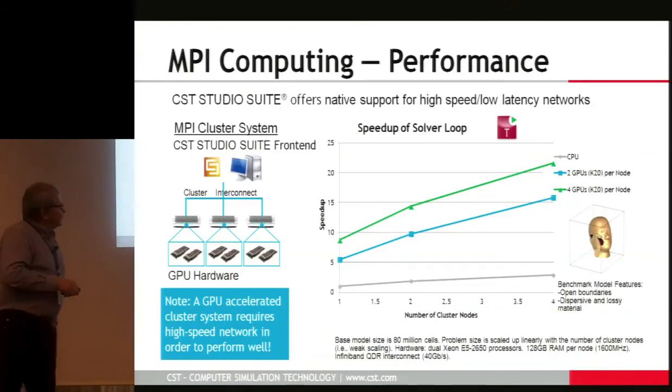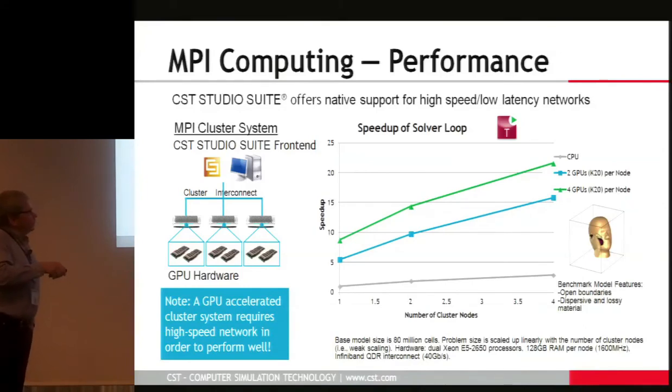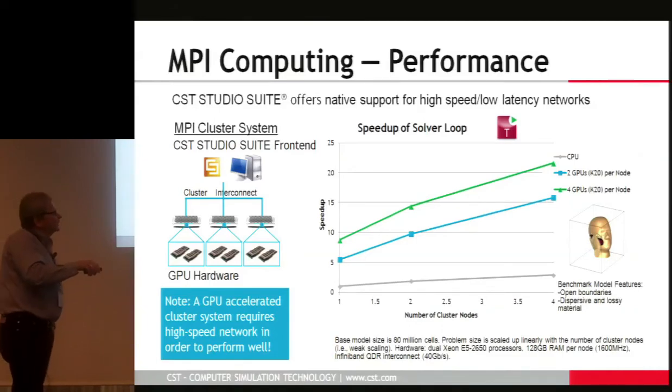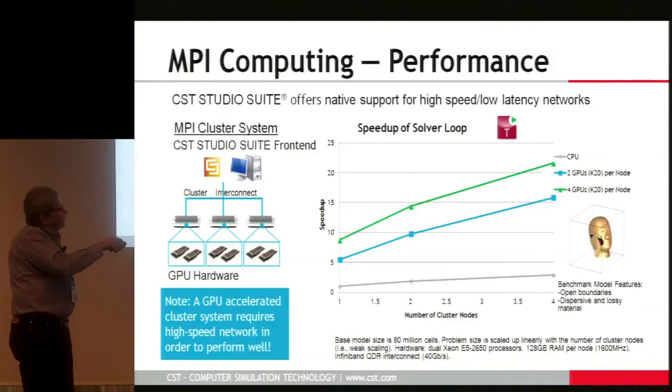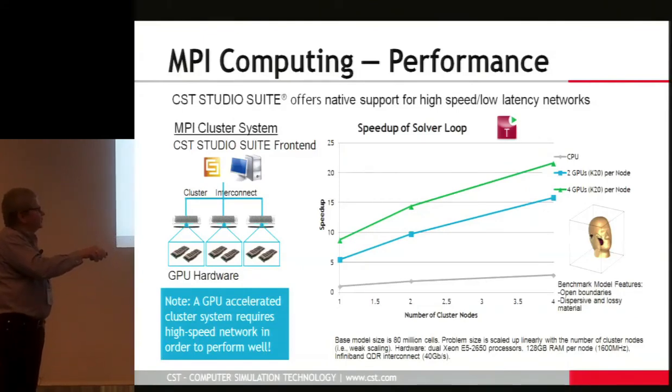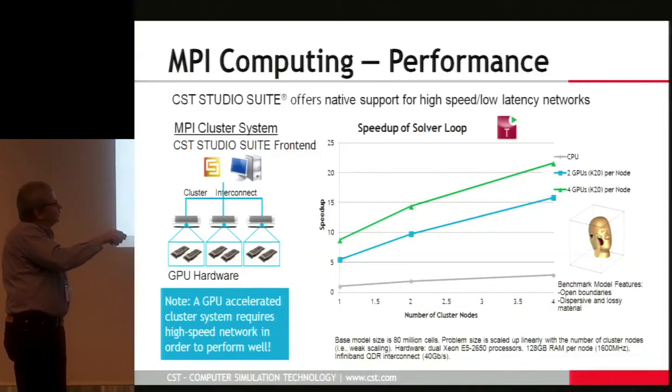Okay, and here you see the speedups for the solver loops compared to a dual socket Ivy. What is this? It's a Sandy Bridge server in this case. So with the blue curve, you add 2 GPUs, K20 per node, and you get a speedup with 4 nodes by a factor of 15, nearly 16, and with 4 GPUs per node and 4 nodes, you get a speedup of a little bit more than 20 in this case.